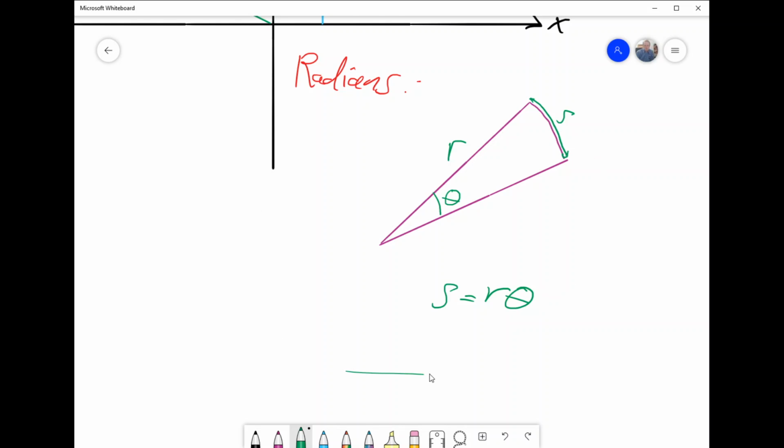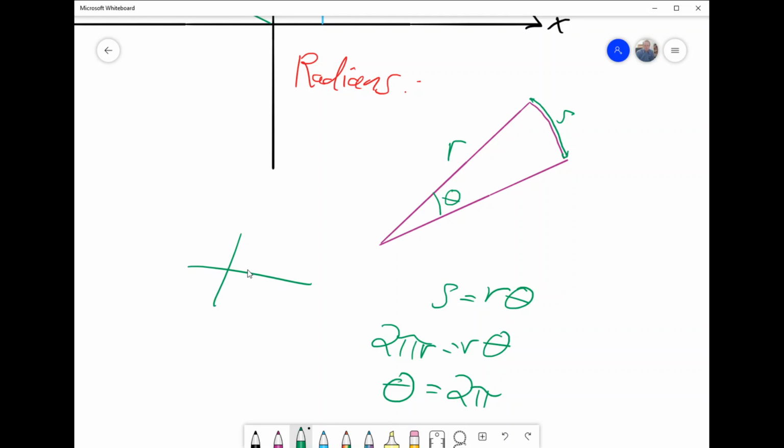If our arc length is the entire circumference of the circle, then our arc length is 2 pi r, which is going to equal r theta. The r's cancel, and our theta equals 2 pi. So in radians, that entire circle is not 360 degrees, it is 2 pi radians.